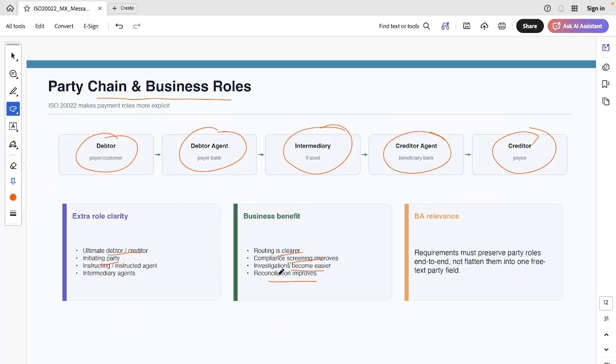For a BA, the key recommended principle is: preserve roles end to end. Do not flatten the rich party data into one free text field unless the target system truly cannot support structured format. Once a structure is lost, downstream systems or downstream teams have to pay for it later. Okay.